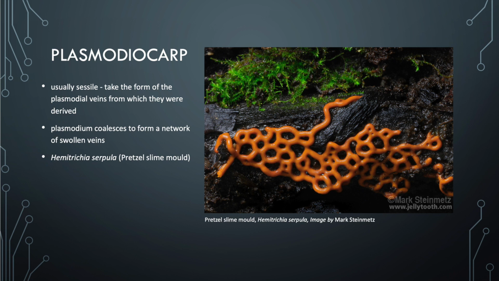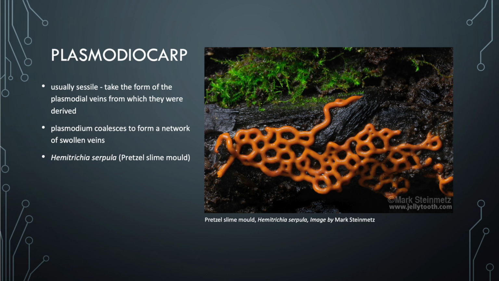There are 4 different sporocarp types of fruiting bodies into which the plasmodial or acellular slime molds fit. And Physarum, which we have just covered in detail, belongs to a group of slime molds where the fruiting bodies or sporocarps are called plasmodiocarps. These are usually sessile, so there's no stalk involved. They just hug the substrate and take the form of the plasmodial veins from which they were derived.